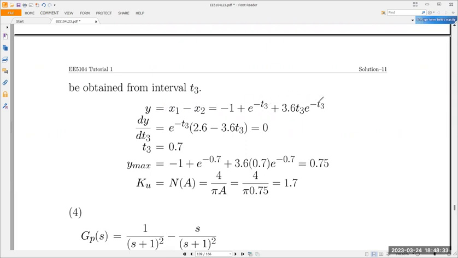So you take the T3 clock, which is already at steady state. You find the maximum. You set dy/dt equal to 0, which is at 0.7, the maximum. So Y max is equal to this, which means the amplitude of the oscillation is this. So you stick that inside, and you will get Ku as this.